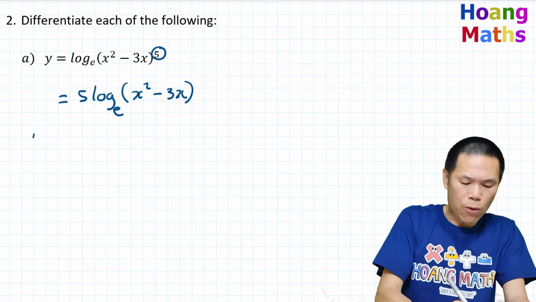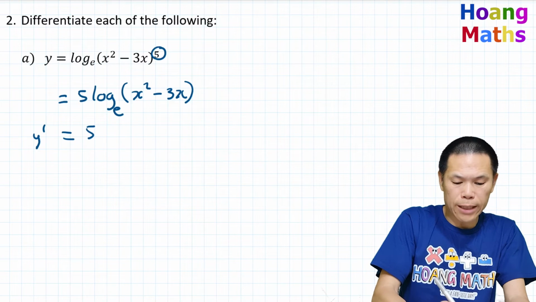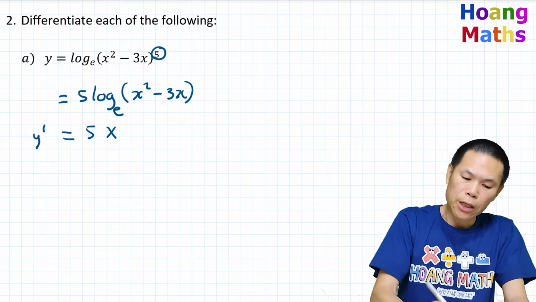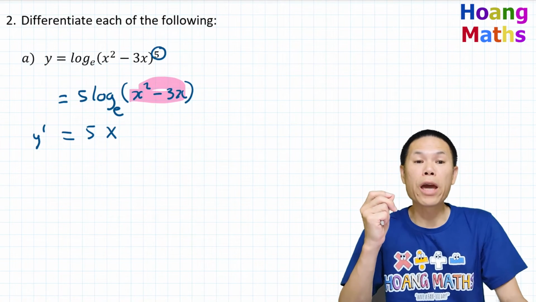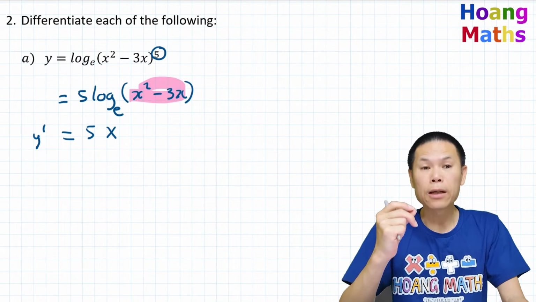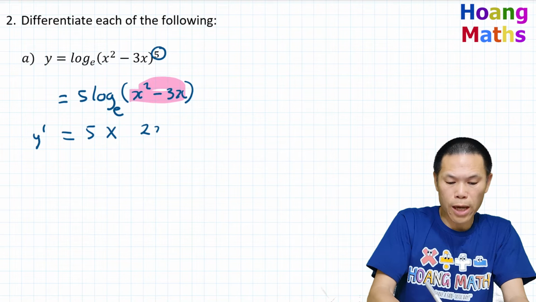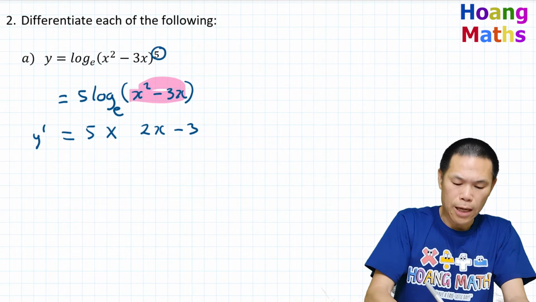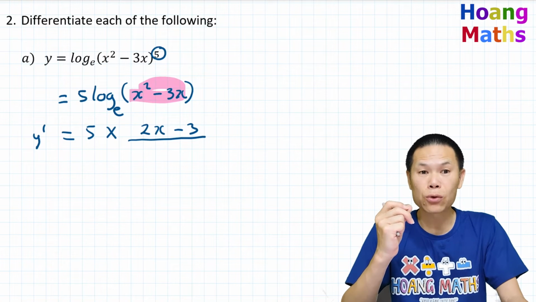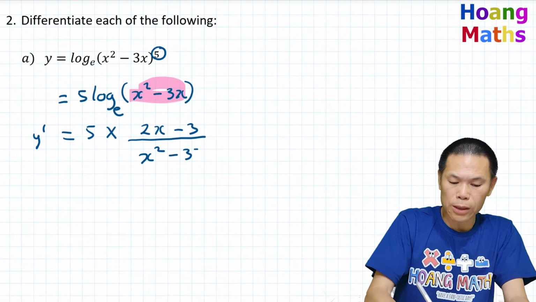So we have to write y dash is equal to the constant 5. We write it down and we times. Now we differentiate the functions. So that is x squared minus 3x. Differentiate that will give me 2x minus 3. So times by 2x minus 3, and divided by the function, that is x squared minus 3x.